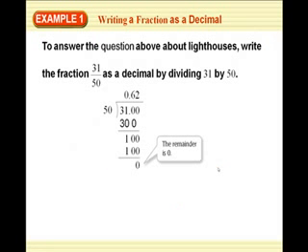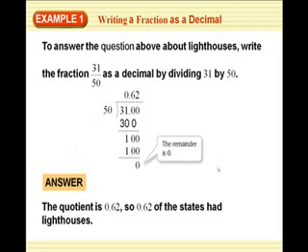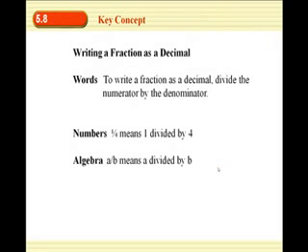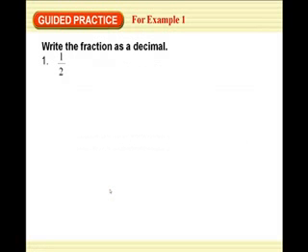Let's see what they get here. They're doing the division just like we did. And remember, with decimals, you can't stop until your remainder is 0, so you would continue adding zeros as needed. Okay, so here's our key concept. It is on page 271. It says to write a fraction as a decimal, divide the numerator by the denominator. So 1/4 means 1 divided by 4. A over B means A divided by B. So the top number goes in the box, the bottom number goes outside the box.